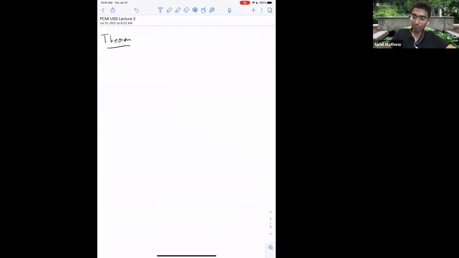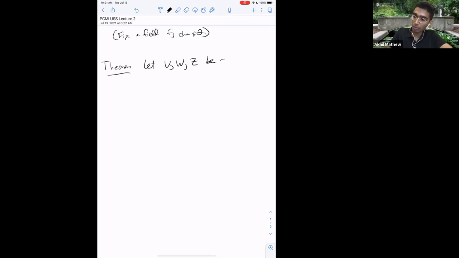Throughout the lecture, we're going to fix a field F where the characteristic is not equal to 2. So the theorem is the following. Let V, W, Z be quadratic forms over F. This theorem is due to Witt. It's called the cancellation theorem.